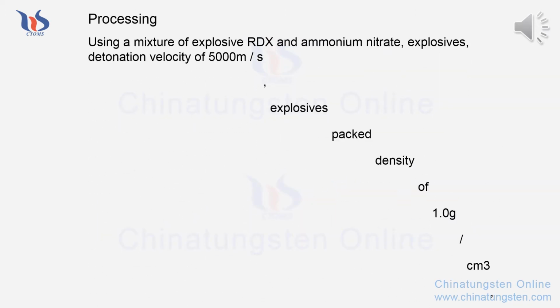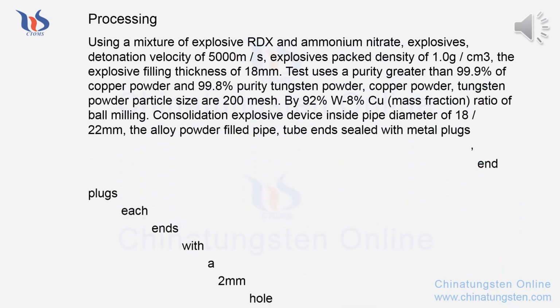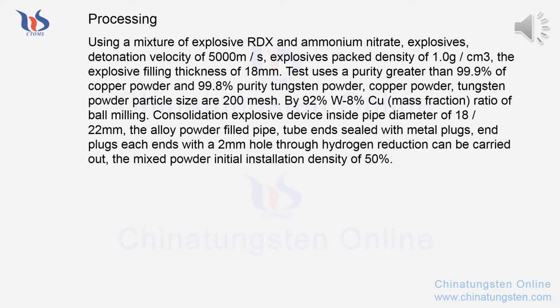Processing. Using a mixture of explosive RDX and ammonium nitrate. Explosives: detonation velocity of 5,000 meters per second, explosive pack density of 1.0 g/cm3, and explosive filling thickness of 18 millimeters.